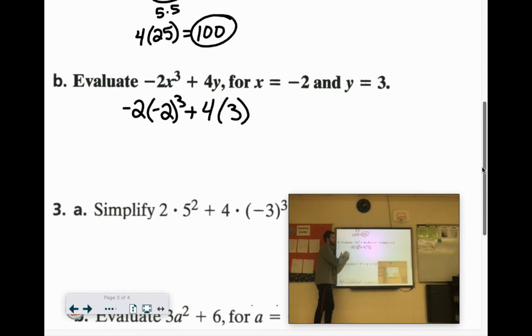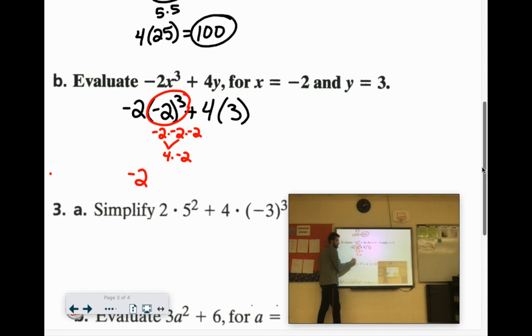Now the parentheses in this case just mean multiplication, so then we go to our exponents. Negative 2 to the third. It's in parentheses, but it wouldn't make a difference here because of the odd exponent. So it would be negative 2 times negative 2 times negative 2. Negative 2 times negative 2 is 4, times negative 2 would give you negative 8. So this part that's circled in red comes out to negative 8.